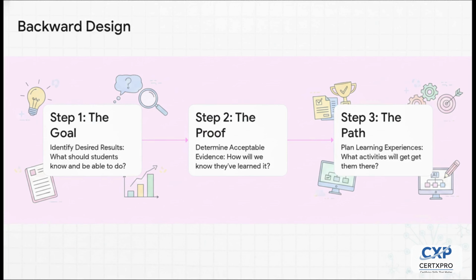Step 2, figure out your evidence. How will you know they got there? What does mastery look like? And then, and only then, do you get to step 3, planning the activities and picking the right AI tool that helps students get to that goal.